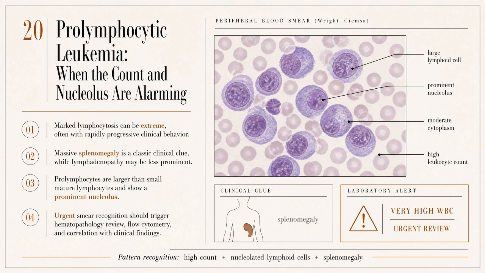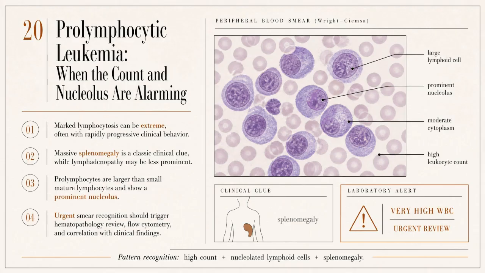PLL characteristically presents with very high white blood cell counts, often exceeding 100 × 10^9 per liter, and pronounced splenomegaly. Unlike CLL, lymphadenopathy is usually minimal or absent, a clinical clue that should prompt heightened suspicion when correlated with morphology. Morphologically, PLL cells are notably larger than typical CLL lymphocytes, approximately twice the size, and exhibit more abundant cytoplasm. The chromatin pattern is more open or moderately condensed, contrasting with the dense, clumped chromatin of CLL cells.